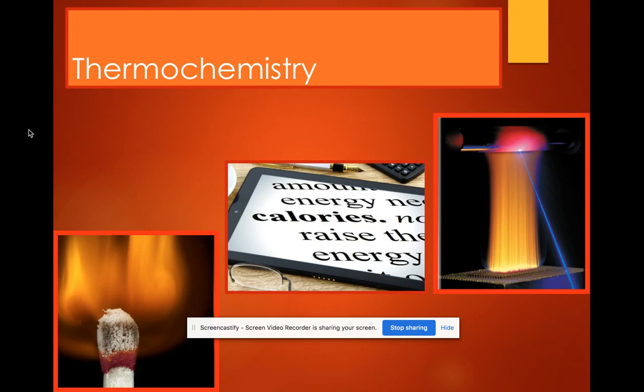So we're going to learn about thermochemistry. I want you to think of the word thermo. Think of words like thermometer. What do you think thermo means? Hint, look at the pictures.